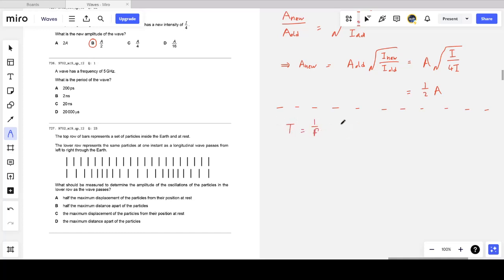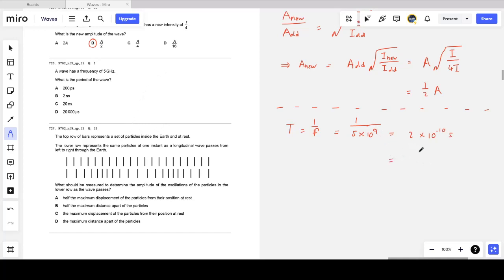Period is 1 over frequency, which is 1 over, now 1 gigahertz is 1 times 10 to the power 9 hertz. So 5 gigahertz is 5 times 10 to the power 9 hertz. And then the rest is just putting this into your calculator. This is 2 times 10 to the minus 10 seconds. This is more a question on, do you know how to convert between the different prefixes?